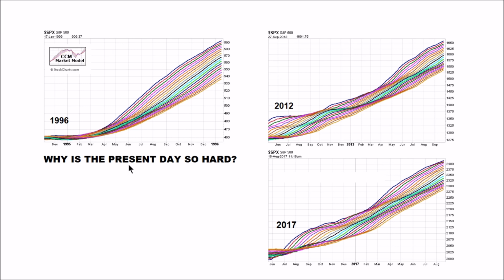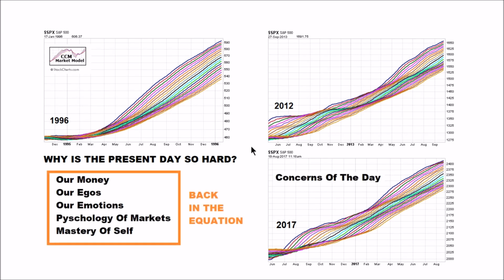So why is the present day so hard? Why was this week difficult? Why was the previous week difficult? Because unlike these easy charts here, in the present day, we're putting our money, our egos, our emotions, the psychology of the markets, and mastery of self all back into the equation, as well as the concerns of the day. This, in real time, is much, much harder than this or this with the benefit of hindsight.